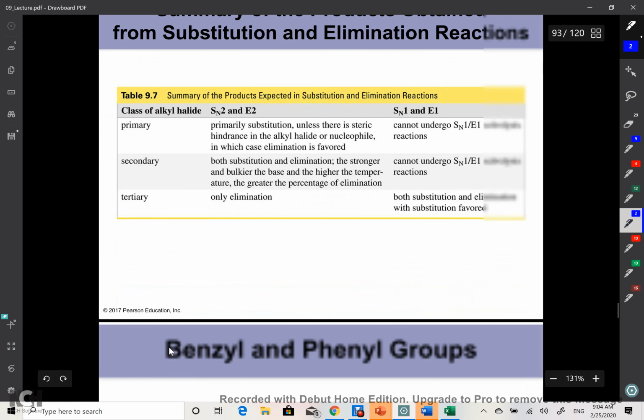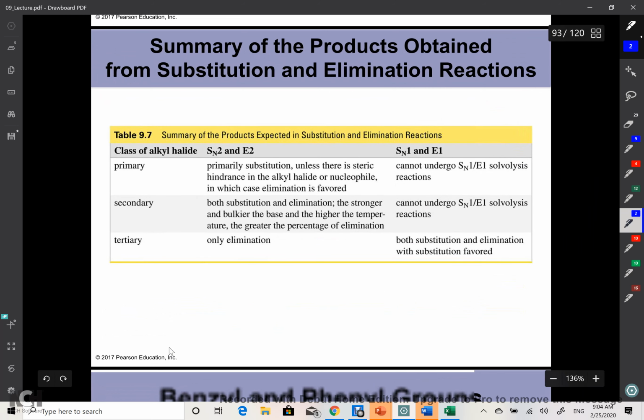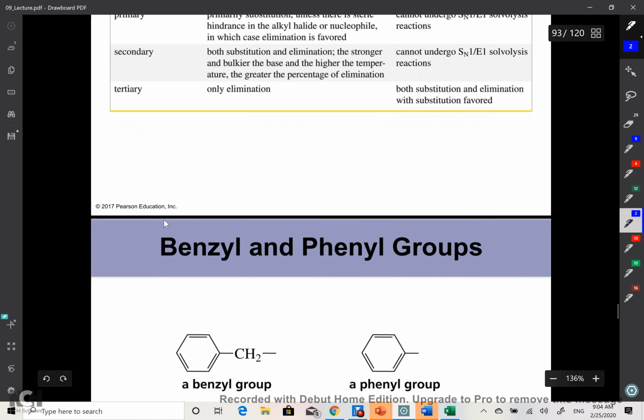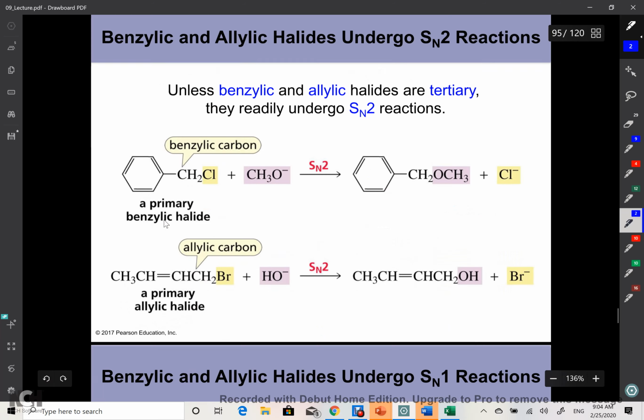Well, after preaching, that's a summary of similarities and differences between the SN1 and the SN2. And should I continue teaching, Alicia? Okay, life is good.